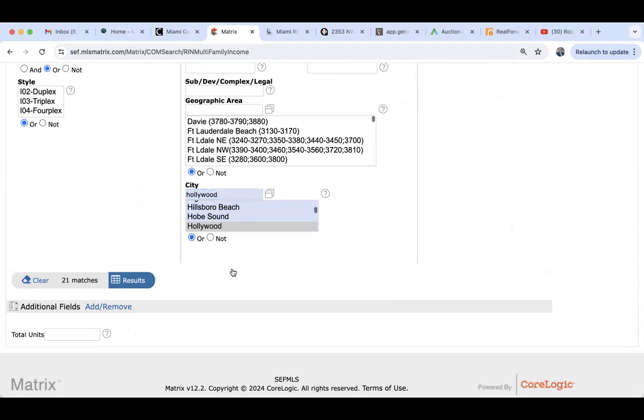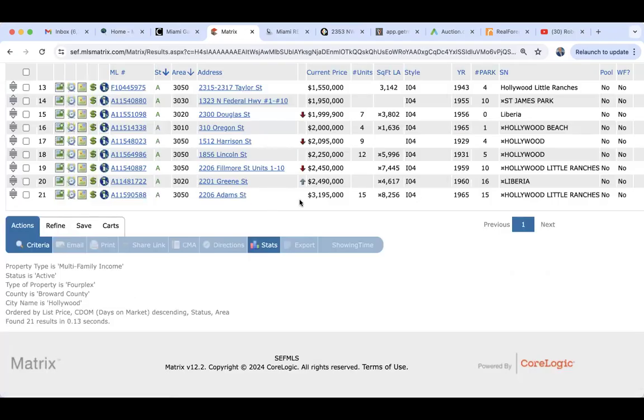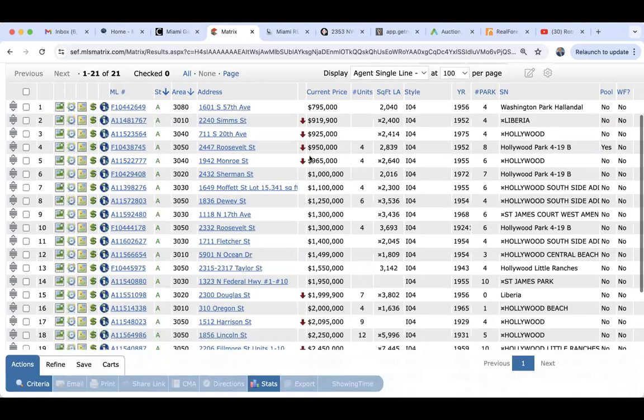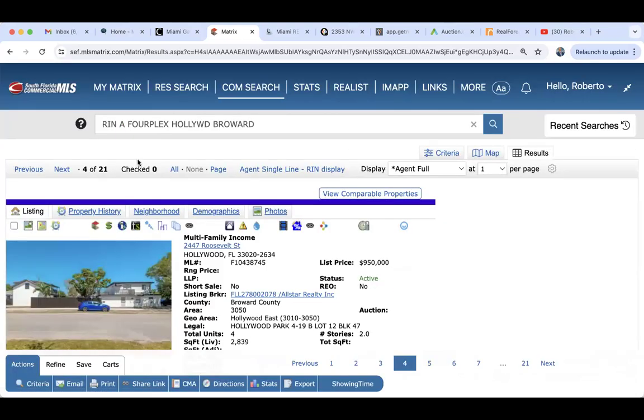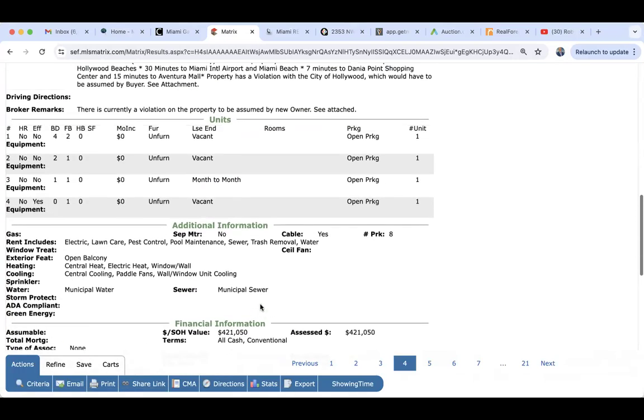So we've got the city of Hollywood coming in with 21 fourplexes for sale. We're going to go ahead and click on results. All right, we're going to click on results, and here are the fourplexes, okay? Now I'm going to go ahead and click on one. This is one for $950,000.